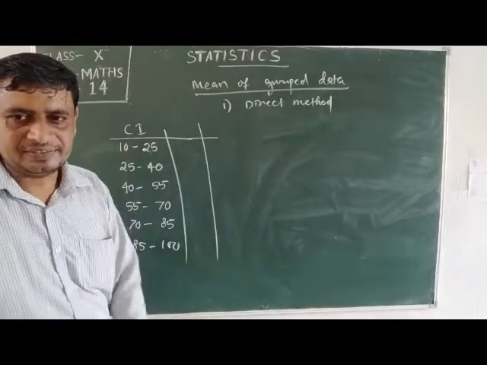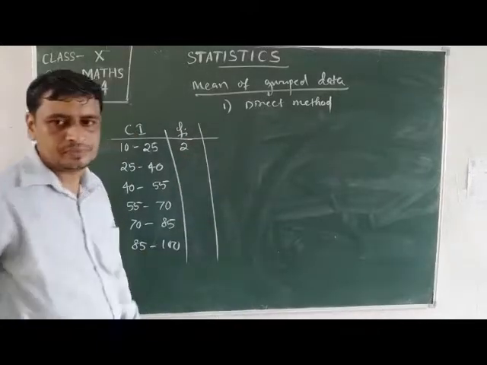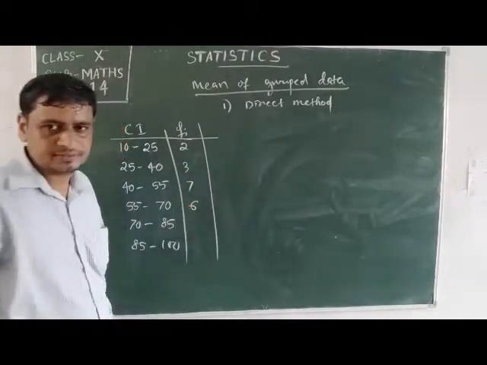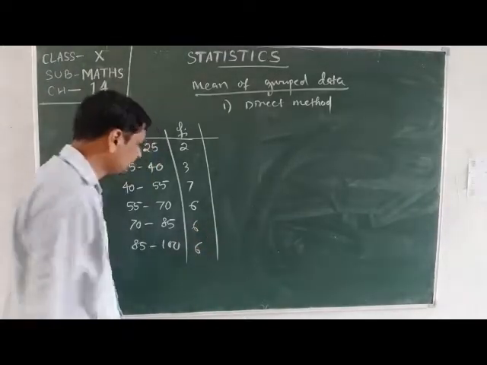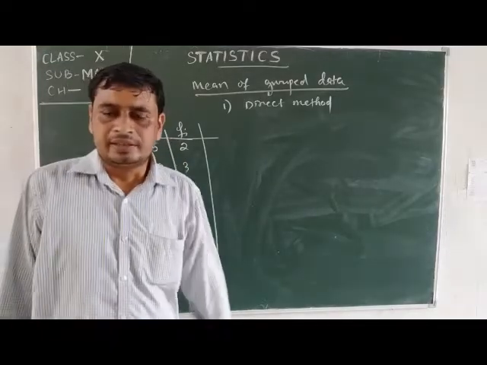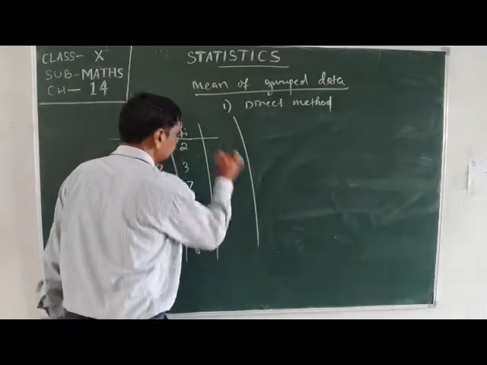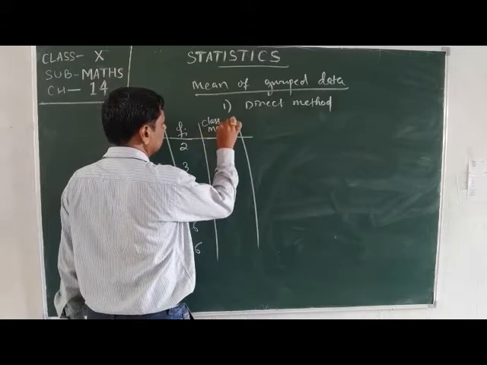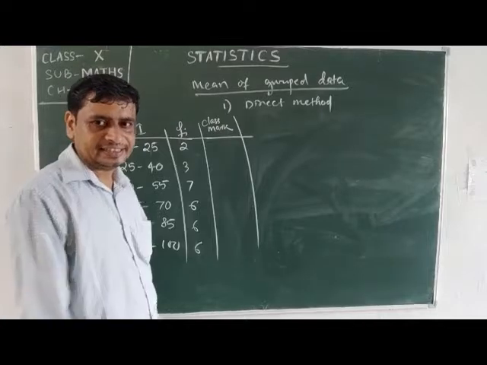And the frequencies, that is, the number of students who obtained marks between 10 and 25, is frequency 2, then 3, 7, 6, 6, 6. Next, we will find the class mark, that is xi.